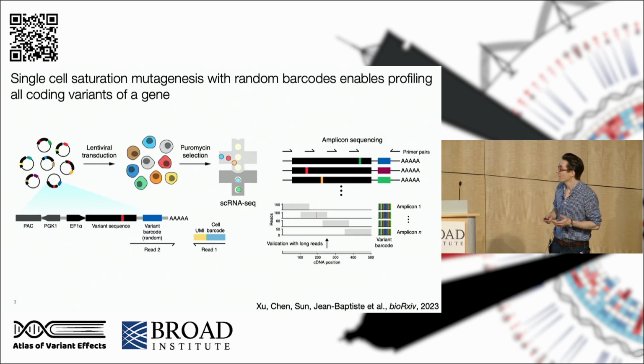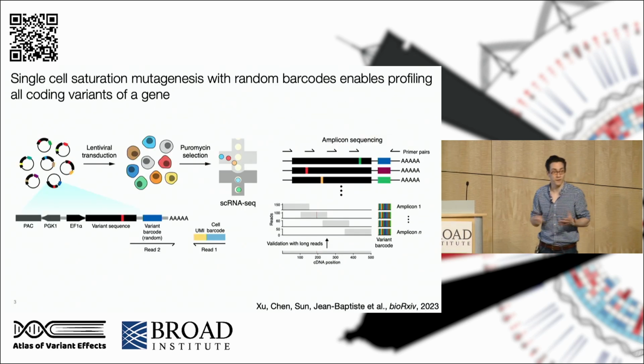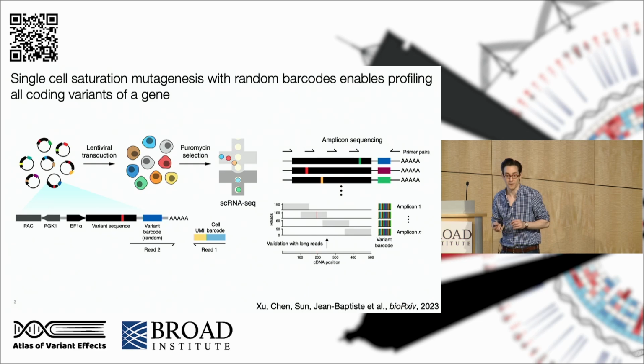And so one way to do this is to profile variant effects using a single-cell sequencing readout. And the way we developed this method is essentially a fairly standard lentiviral overexpression assay where we tag each variant in a saturation mutagenesis library with a random barcode. And this barcode is read out directly out of the standard single-cell sequencing.